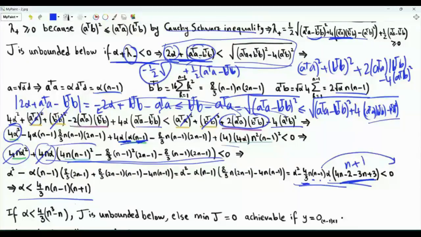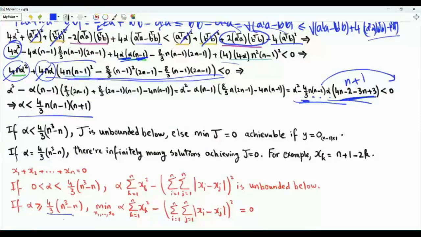If this inequality is true, then we have one eigenvalue that is strictly negative. The objective function is unbounded below. But if alpha is greater than or equal to 4 over 3 n cubed minus n, note that we can write this as n squared minus 1, and then we multiply by n to get n cubed minus n. If alpha is greater than or equal to this quantity, then the minimum is equal to 0. The minimum is achievable by setting vector y equal to the all 0 vector.